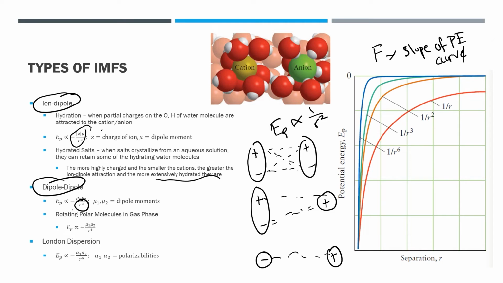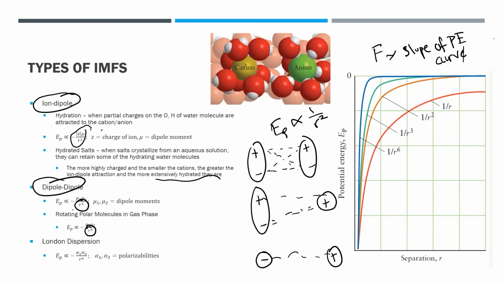The dipole moments, the product of the dipole moments, but over r to the 6th, right? That's kind of weird, right? Why is it so much lower? Why is the attractive force so much lower? That's due to them being in the gas phase and rotating.